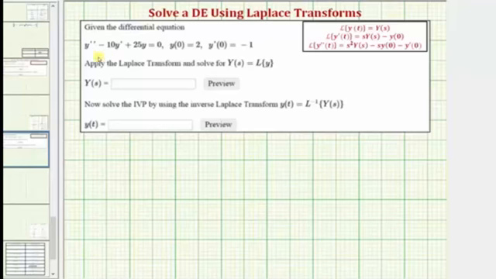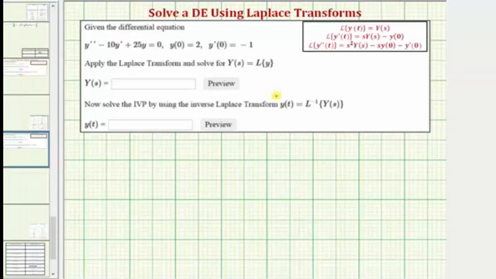Here we're given a second-order homogeneous differential equation with initial conditions. We're asked to apply the Laplace transform and solve for big Y of s, which equals the Laplace transform of y, and then we want to solve the initial value problem by using the inverse Laplace transform, which will give us y of t, where y of t equals the inverse Laplace transform of big Y of s.